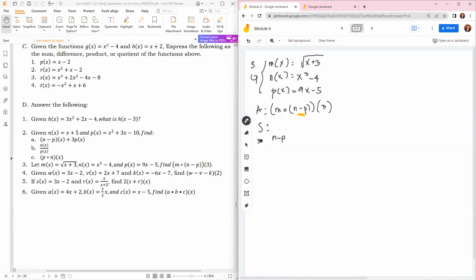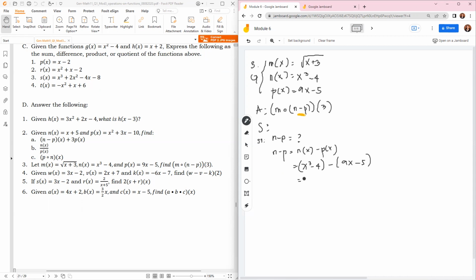So, okay, step 1. What is n minus p? N minus p is basically just equal to n of x minus p of x, right? So, substituting the definition of n of x, what is it? That would be x cubed minus 4, minus 9x plus 5. Put it in parenthesis first so you don't get confused.